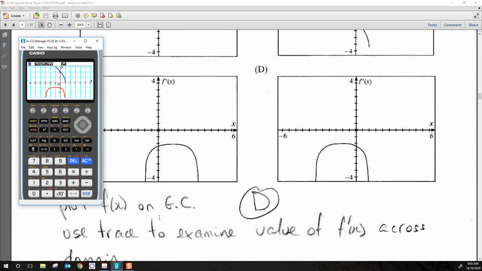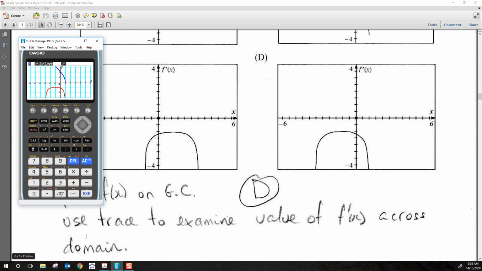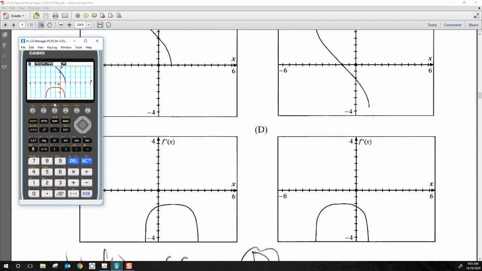So that's what I did. I plotted the function on the calculator. Looks like I did the trace function, but that's a better way. Use the calculator to do the derivative for you, and then it matches nicely.